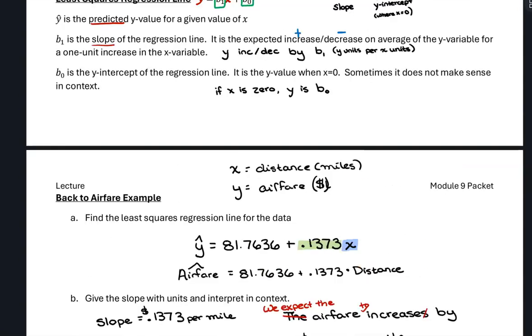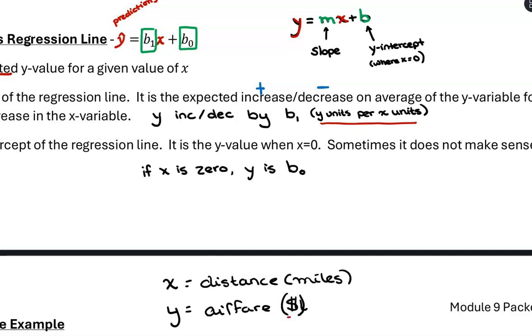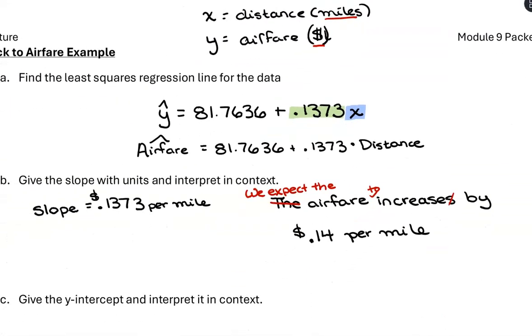And again, where I started was for the units, I thought of y units per x units. And then I just thought of filling in the sentence here. Y increases or decreases by, and then our slope with the units attached to it. But we want to set it up as what's expected to occur.